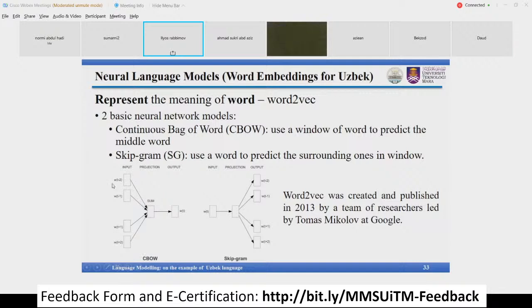CBOW's goal is to predict target words from context words. Skipgram's goal is to predict context words from target words. Word2Vec was created and published in 2013 by a team of researchers led by Tomas Mikolov at Google.